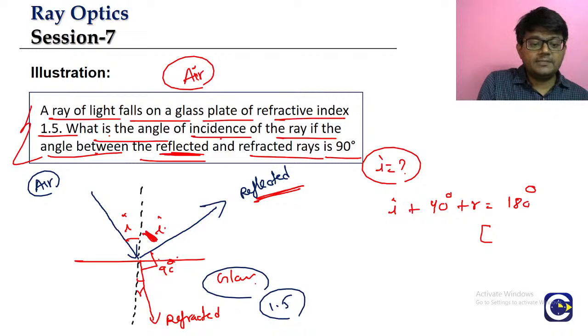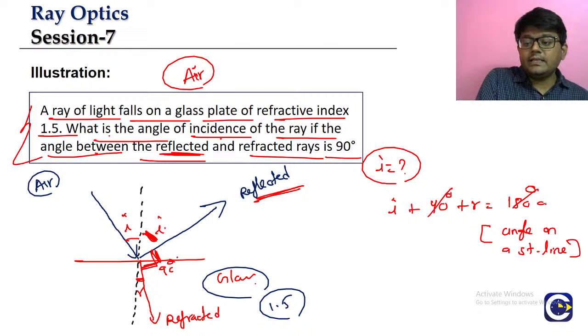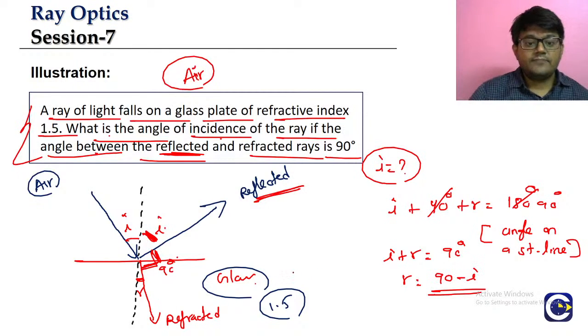Understand one more time? This is I, this is 90, this is R. All three of them are forming angle on that straight line, on that normal line. The total sum will be 180. So here 90 will cancel, which means I plus R is equal to 90. Otherwise, R is equal to 90 minus I.